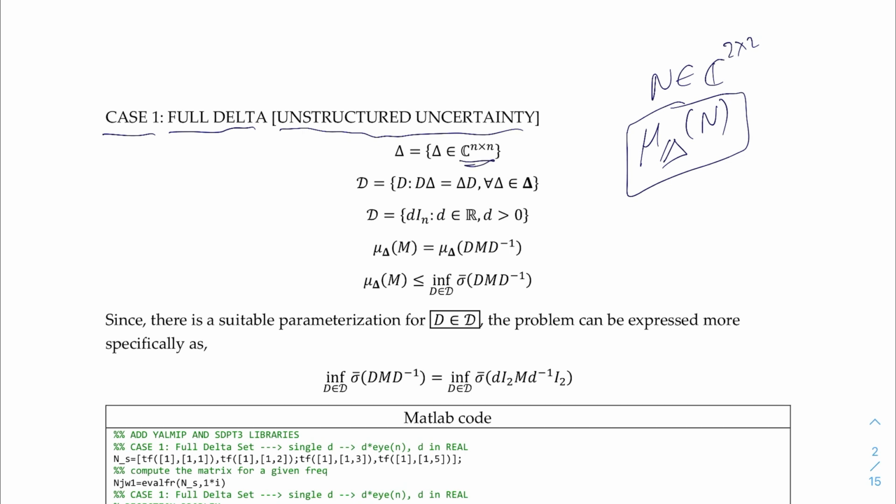When we say full, we mean unstructured uncertainty, right? It's this type of uncertainty we are talking about. Again, for a given delta set, uncertainty set, we have a corresponding D set, right? And we talk about the rules, and that's why I'm not going to detail them anymore, okay? For a given full delta, our D set can be parameterized as D times identity. We have only one parameter to think about.